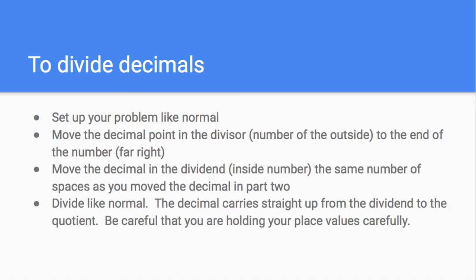Then you're going to take the decimal point in the divisor, and that's the number on the outside. That's what you're dividing by, the divisor. You're dividing by the divisor, and you're going to move the decimal point to the far right of that number.